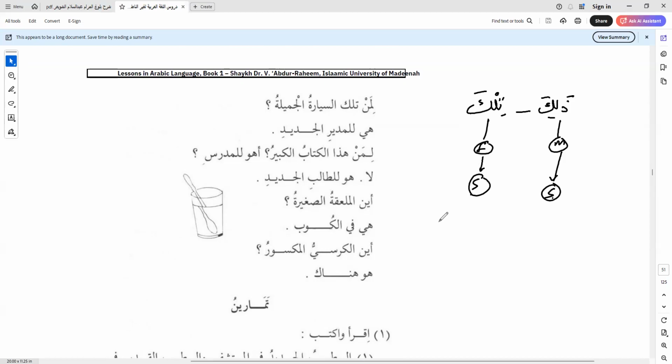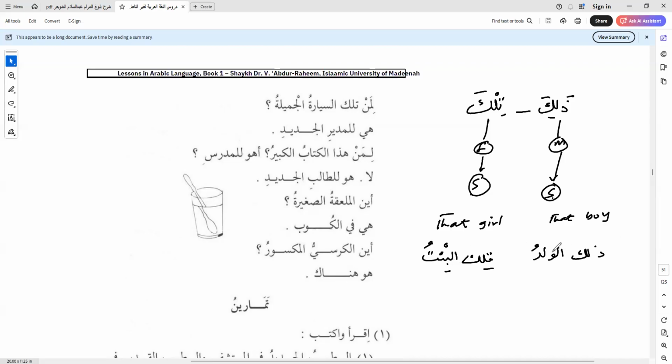So if you are saying that girl, then we have to say تلك، تلك البنت. That girl. You use تلك. But if you say that boy, then you say ذلك الولد. ذلك الولد. Very, very. تلك البنت.